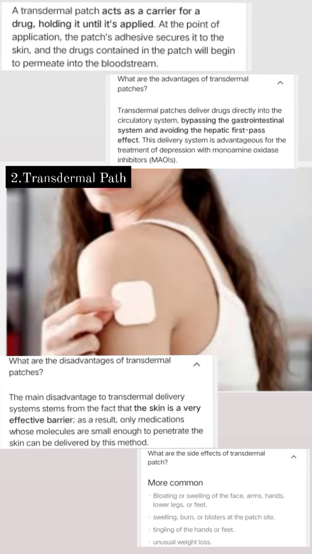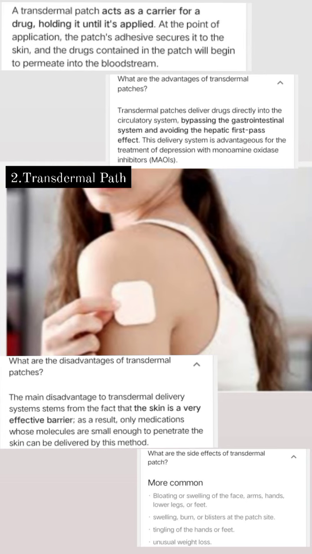Second, transdermal patch. A transdermal patch acts as a carrier for a drug, holding it until it is applied. At the point of application, the patch's adhesive secures it to the skin, and the drug contained in the patch will begin to permeate into the bloodstream.